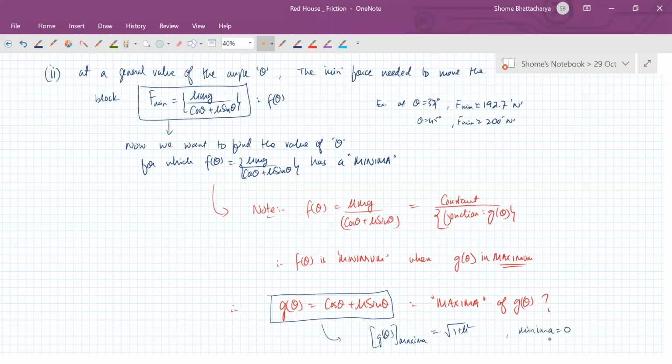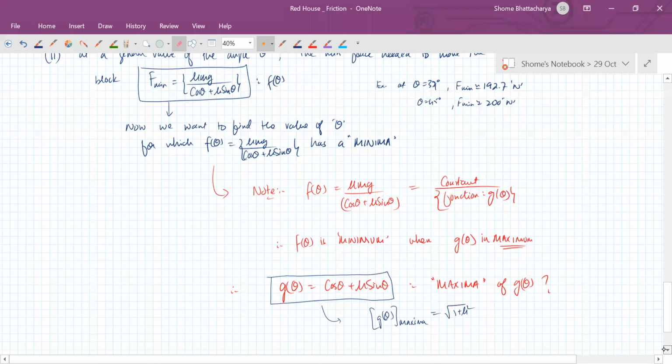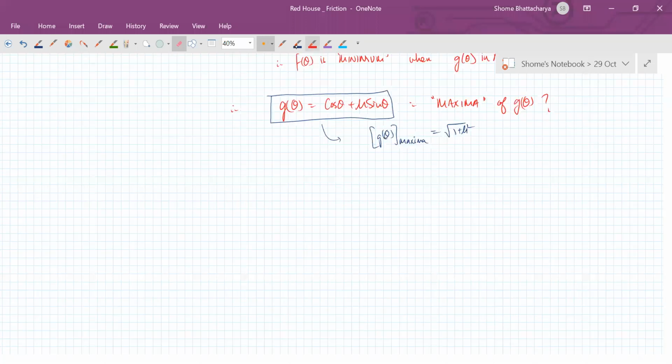Okay. I mean, you can say minima is negative of 1 plus square root 1 plus mu square, but that is not relevant here and it's not important. Let's just concentrate on this. So how do we know this? That is where your trigonometry knowledge comes in. So I'll just give you an aside.